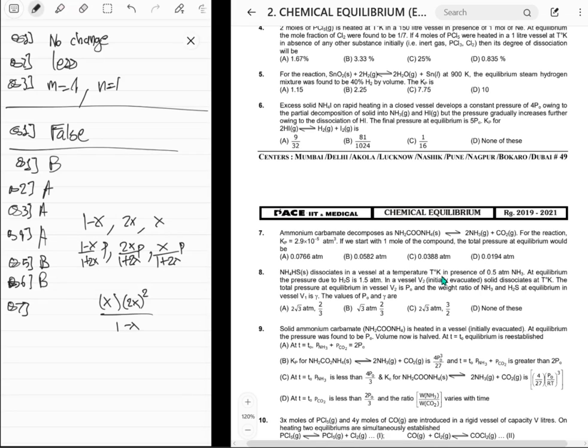Wait, it's solid. We don't have to worry about this. Okay, this is solid. Fine. We don't have to worry about it at all, because this thing is solid. So NH3 is just 2 P naught upon 3. That has the partial pressure 2 P naught upon 3. CO2 has pressure P naught upon 3. And that means 2 P naught upon 3 squared times P naught upon 3. That thing is the Kp value.